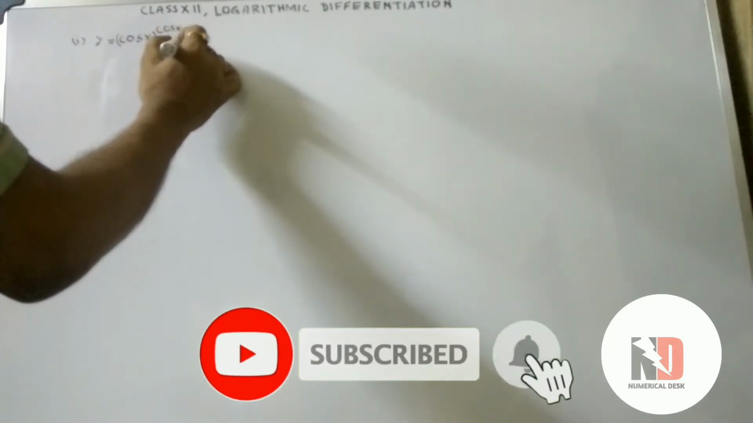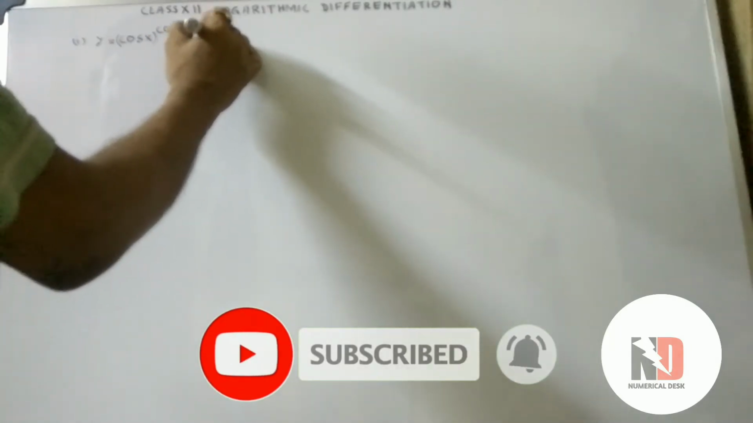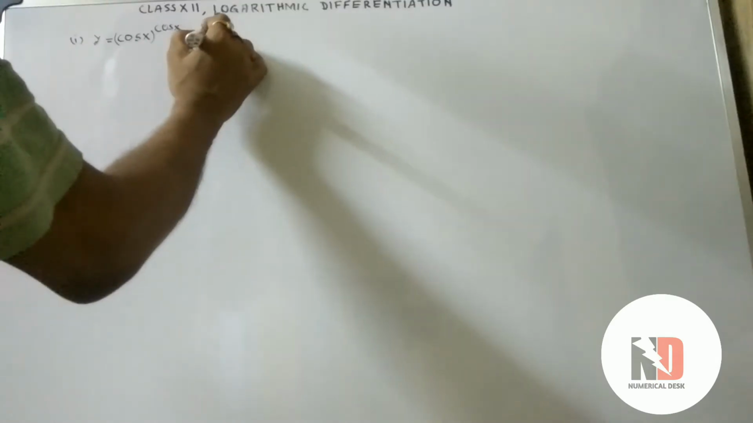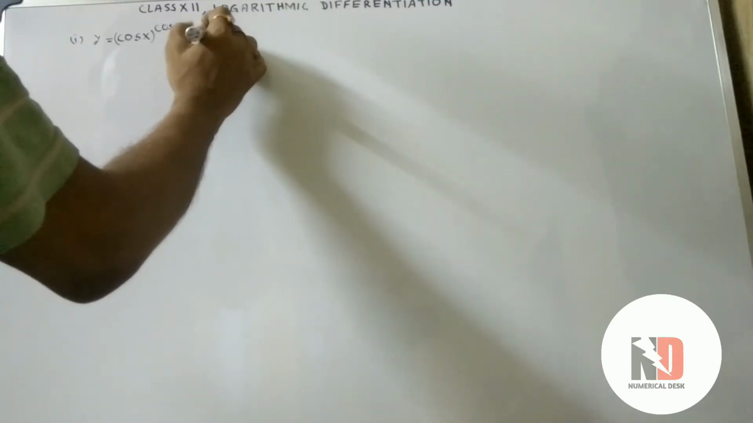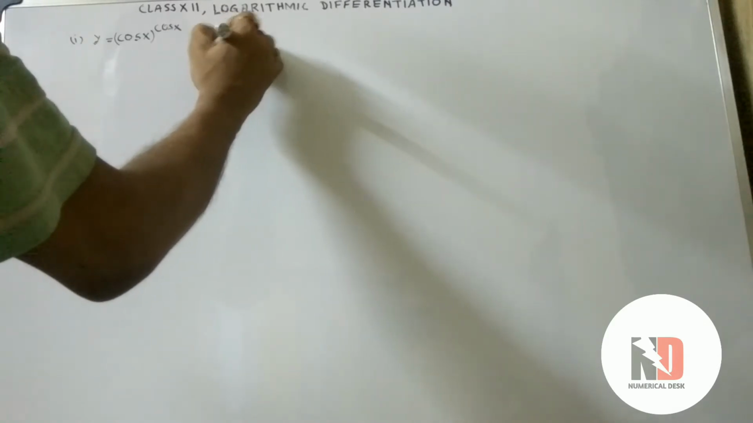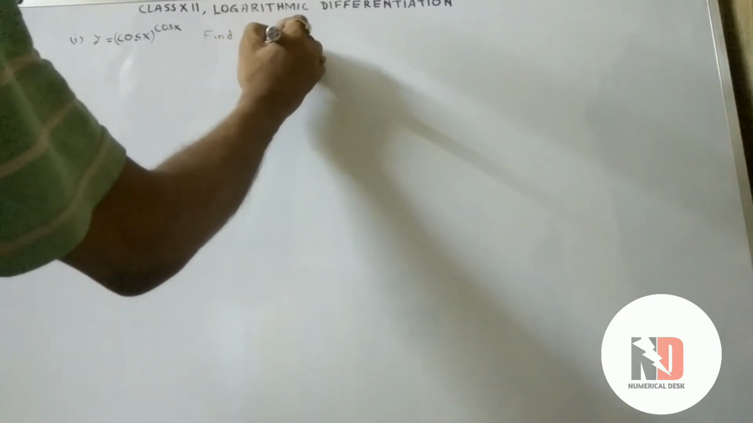The sum is y equal to cos x whole to the power cos x. This is logarithmic form. So let us see how to do the sum. It is not a difficult sum. To do the sum, we take the log on either side. So y equal to cos x whole to the power cos x. Find dy by dx.